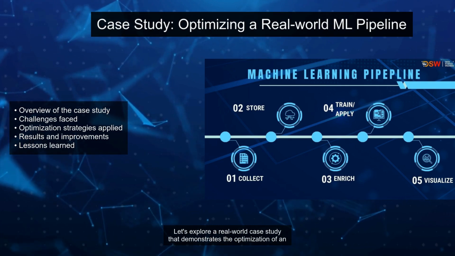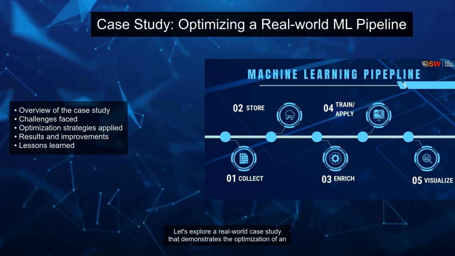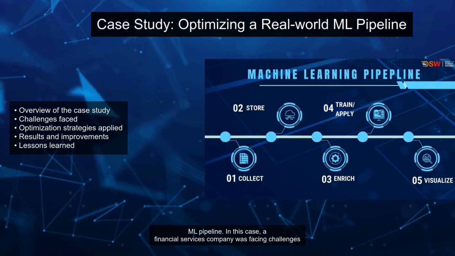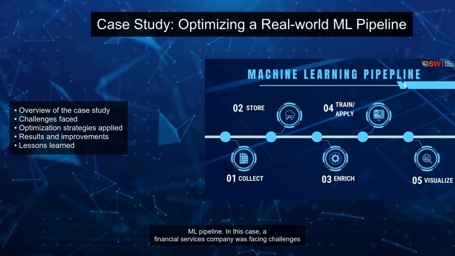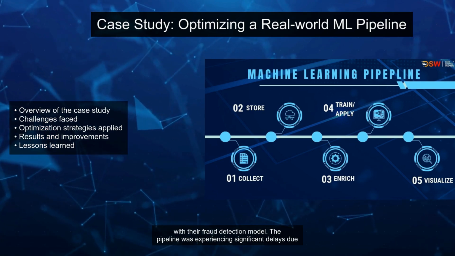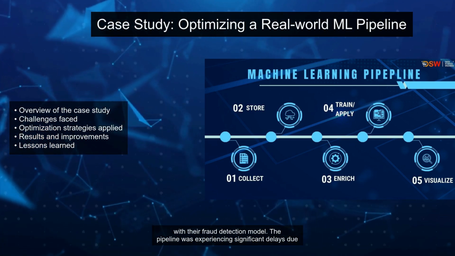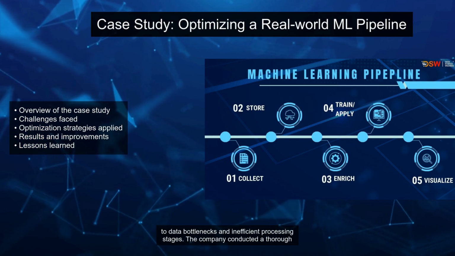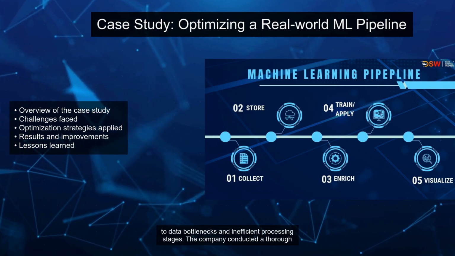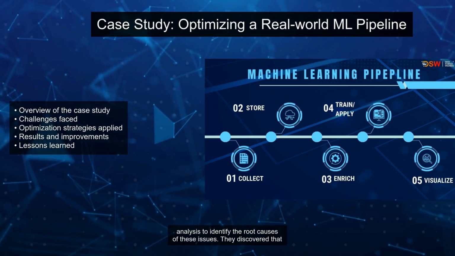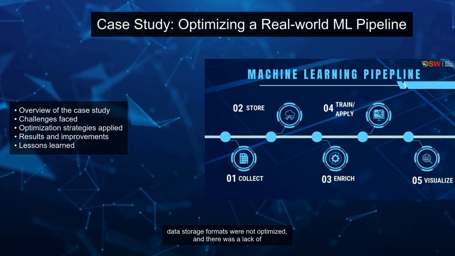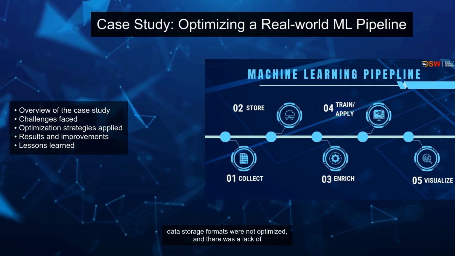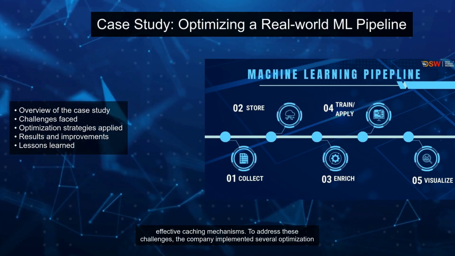Let's explore a real-world case study that demonstrates the optimization of an ML pipeline. In this case, a financial services company was facing challenges with their fraud detection model. The pipeline was experiencing significant delays due to data bottlenecks and inefficient processing stages. The company conducted a thorough analysis to identify the root causes of these issues. They discovered that data storage formats were not optimized, and there was a lack of effective caching mechanisms.